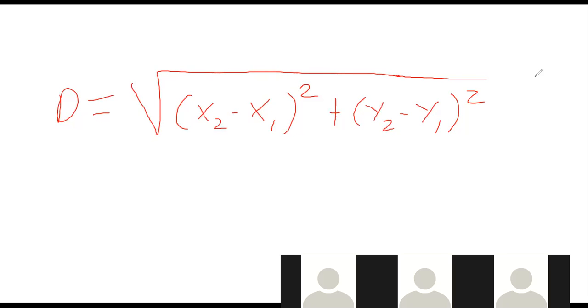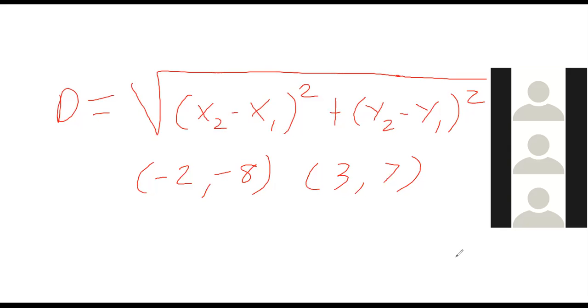So let's try to do this with an actual problem. Let's say we have 2 points at -2 and -8, and at 3 and 7. So let's try to put this into our formula. We can start off by saying this is x1, so this is y1. This will be x2, so this is y2. Okay, so if we put it into our formula, what would that look like?